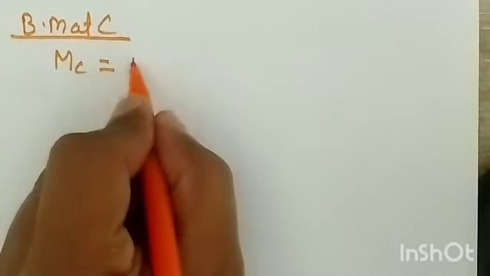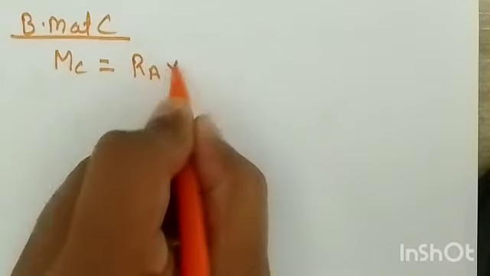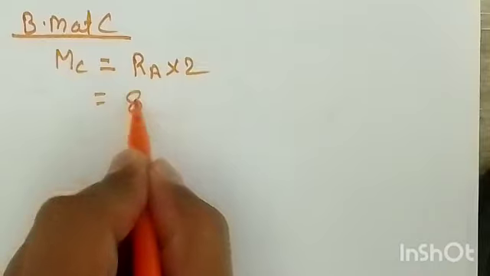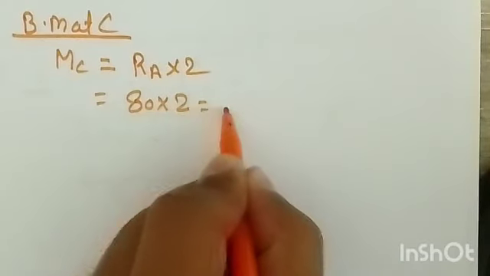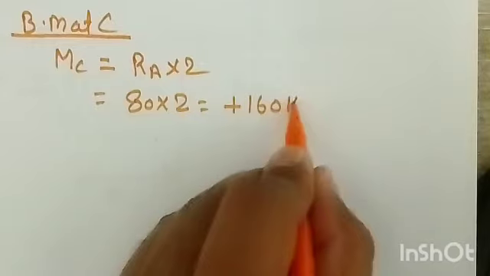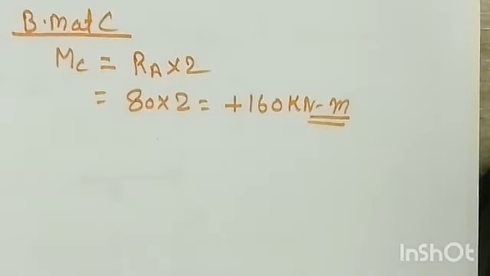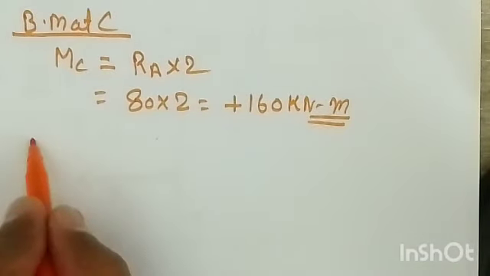So bending moment at C is RA into distance, that is 2. RA is 80, so 80 into 2 is plus 160 kilonewton meter. Now, again you can find out the bending moment at D.